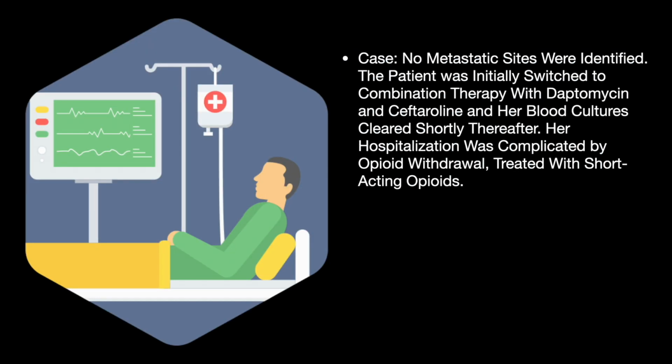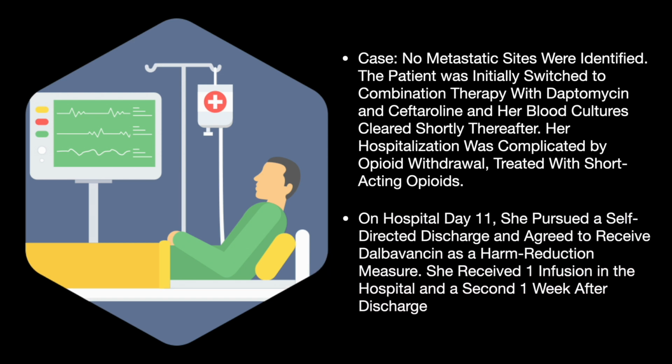So as far as this particular case was concerned, no metastatic sites were identified. The patient was initially switched to a combination, that is daptomycin with ceftaroline. Her blood cultures finally cleared shortly thereafter, and she was hospitalized with opioid withdrawal and had those withdrawal symptoms. Even though she was offered opioid therapy, she did not take it, and on day 11 she pursued a self-directed discharge and agreed to receive dalbavancin as a harm reduction measure. She received one infusion of it in the hospital, and a second 1 week after discharge.